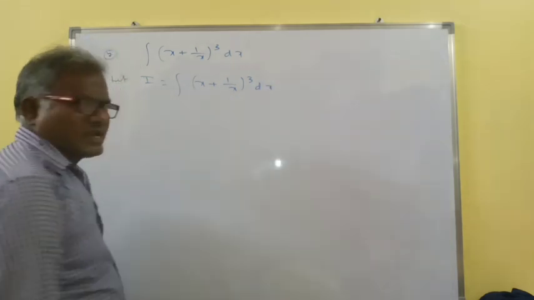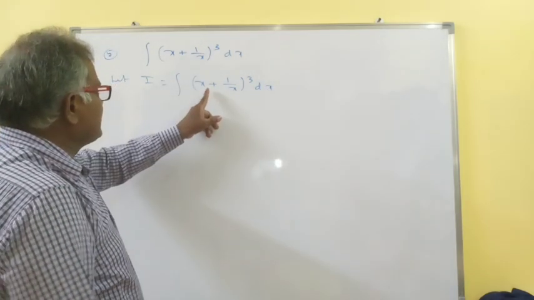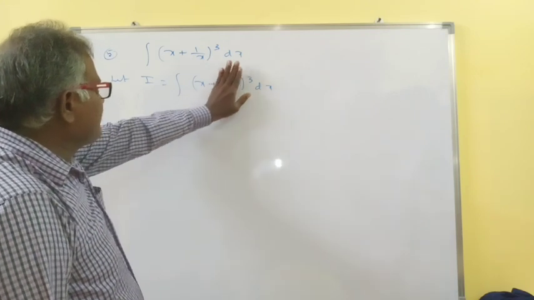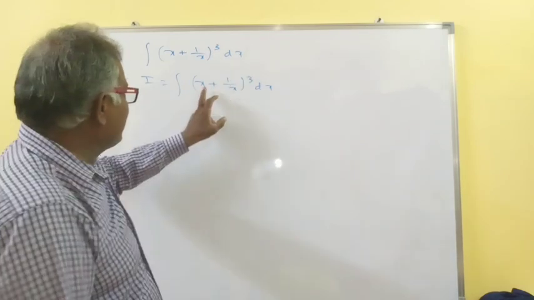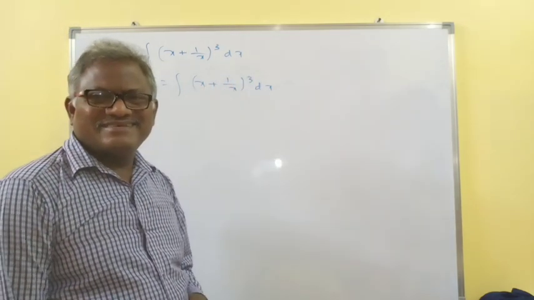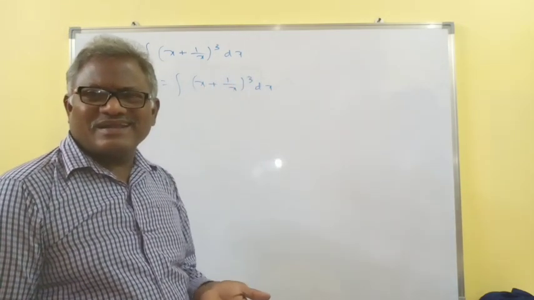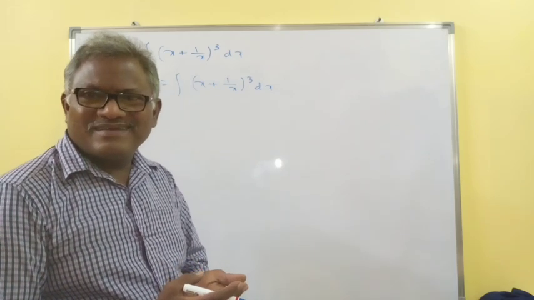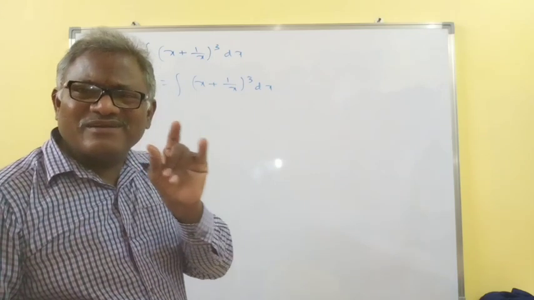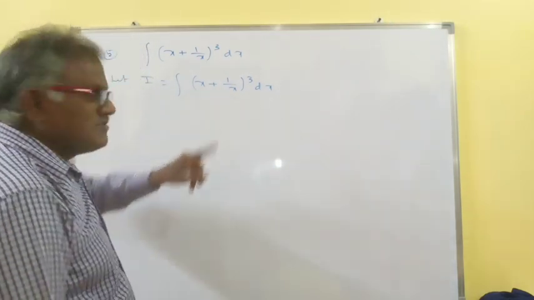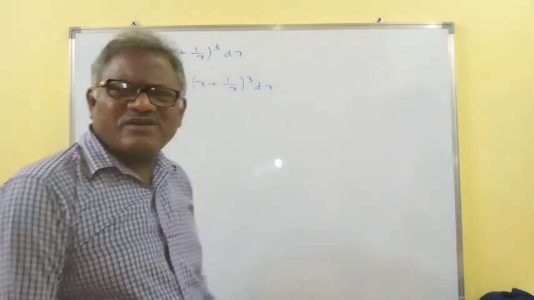Okay, you see, this is not directly in the form. Suppose x cube means directly x power 4 by 4. But here it is x plus 1 by x whole cube. So we can't apply directly the power formula, because it should be of the form x only, a single variable. Here two variables will be there: x plus 1 by x, two different functions.